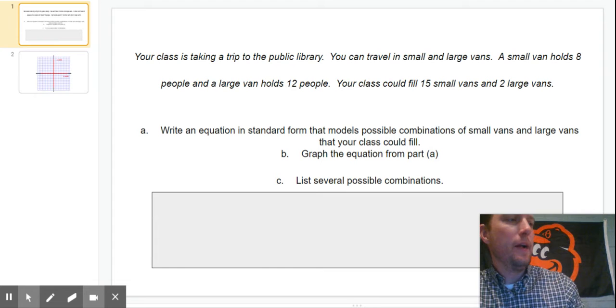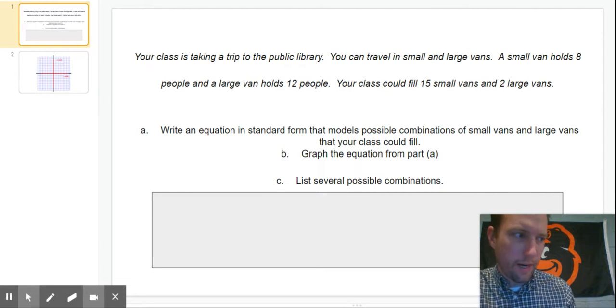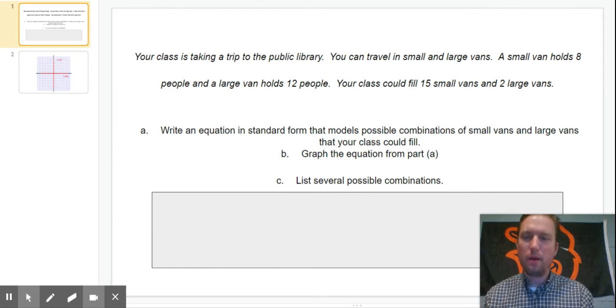Today what we're going to be doing is solving a multi-step problem as we write linear equations in standard form, the good old standard form, AX plus BY equals C. So let's explore this as we solve a problem here.